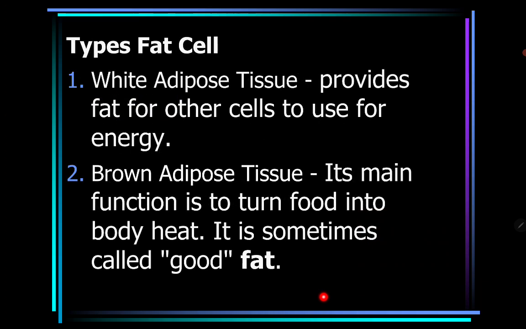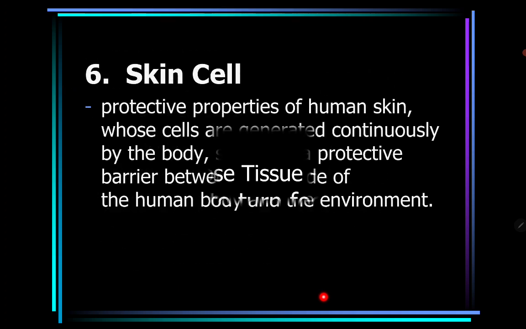What are the types of fat cells? We have the white and brown adipose tissue. White adipose tissue provides fat for other cells to use for energy. The main function of brown adipose tissue is to turn food into body heat, and it is sometimes called the good fat.